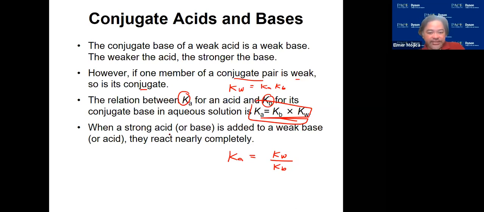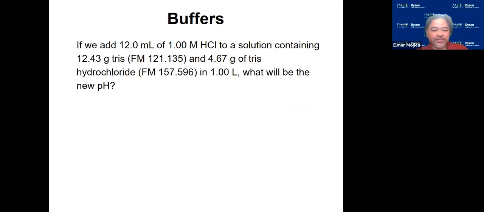And when a strong acid or base is added to a weak base or acid, they react nearly completely. So whenever you have a strong acid or strong base, there's a reaction to completion, unlike a weak acid or weak base, where there's always an equilibrium. So let's look at another buffer problem. And I'm going to call you again, just to make sure you understand.